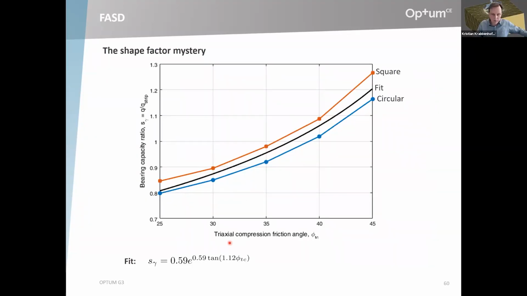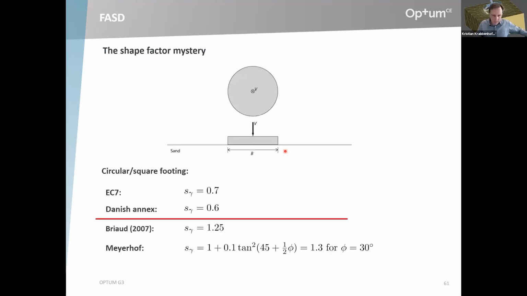versus the triaxial compression angle. So there's a slight difference between circular and square. And you see, let's say, effective shape factors somewhere around 1. But for typical design friction angles, 30, 35 degrees, it's slightly below 1. For higher angles, it's slightly above 1. There is maybe good reason for this disagreement of whether it should be above or below 1. Sometimes it's one, sometimes it's the other. It really depends on the friction angle. At least that's what the FASD model says.